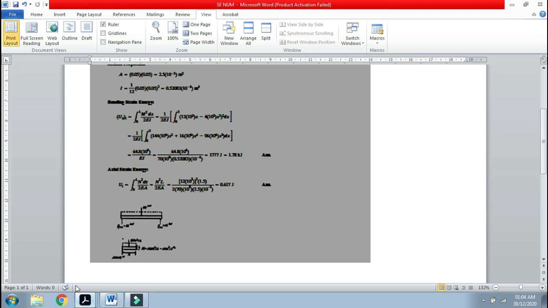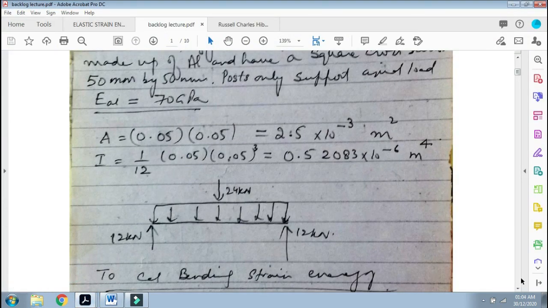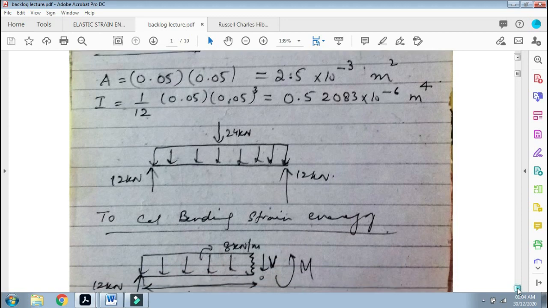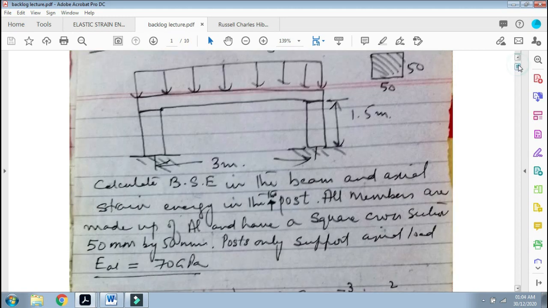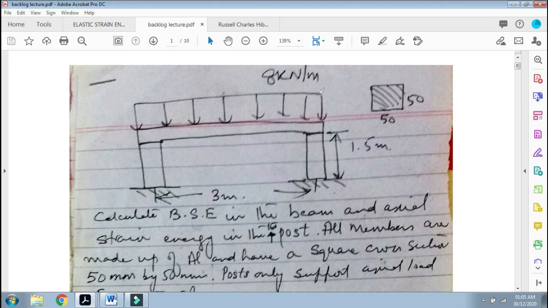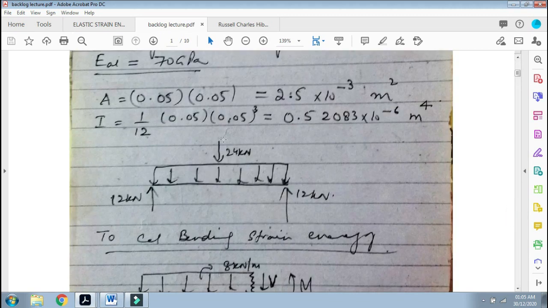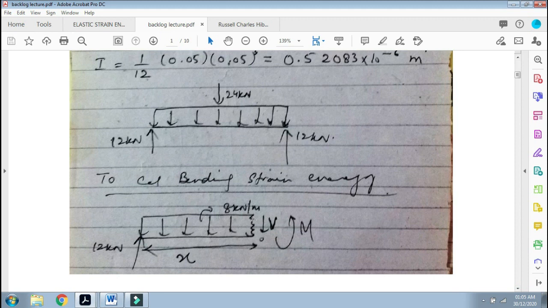Okay, so we can do it over here. If I have the same numerical, do it by hand. This was 24 kilonewton. These are the two reactions when we calculated, because the loading was 8 kilonewton per meter acting over a distance of 3 meter. If we take a resultant loading effect as 24 kilonewton at the mid, then for this whole loading, if we cut this beam at any point x, this is 8 kilonewton per meter, this is x, this is 12 kilonewton, this is the shear force V, this is the bending moment M.